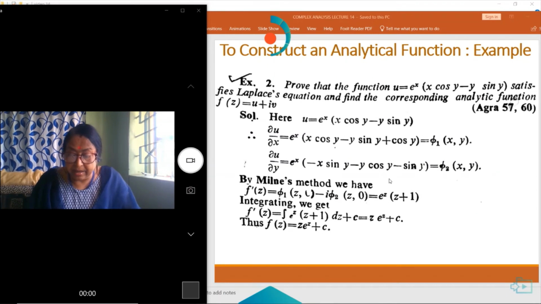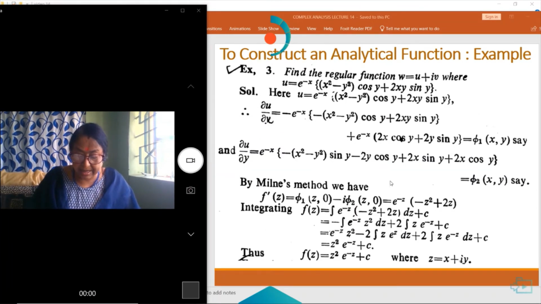Now, the next example, try at home. A similar example, try at home.